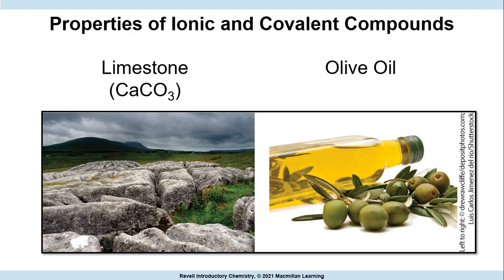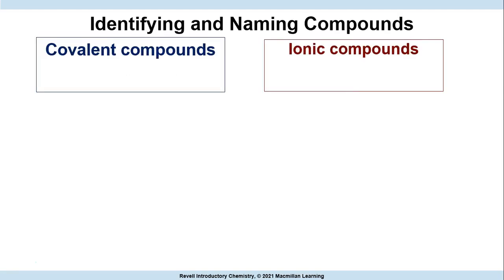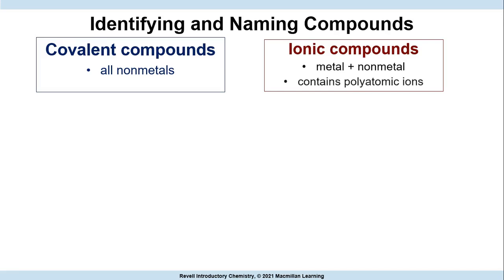Alright. Now, properties of ionic and covalent compounds. For example, here we have limestone. Limestone here is an ionic compound. It is formed between calcium and the carbonate ion. Olive oil here is a covalent compound that is formed between two non-metals. So covalent compounds and ionic compounds, how do you identify them? All of the covalent compounds are non-metals, and all the ionic compounds are metals and non-metals. So they contain polyatomic ions.